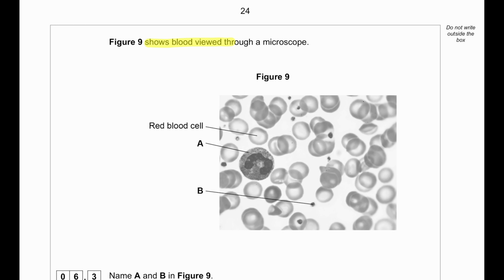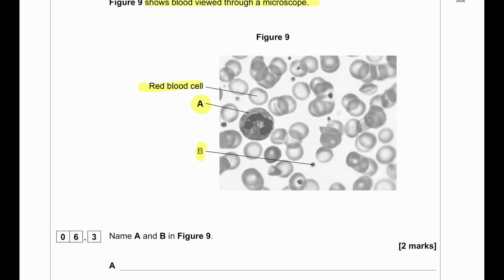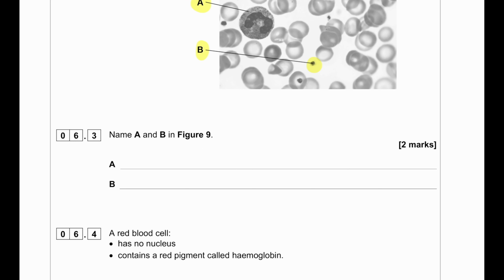Figure 9 shows blood viewed through a microscope. We can see a red blood cell and a cell labeled A, which in this case is a white blood cell, and B, which is in this case a platelet. Name A and B.